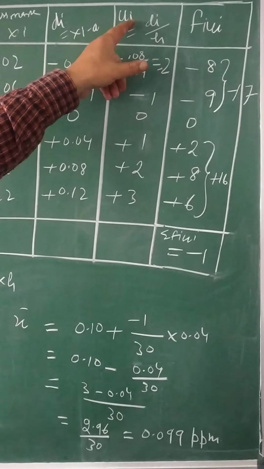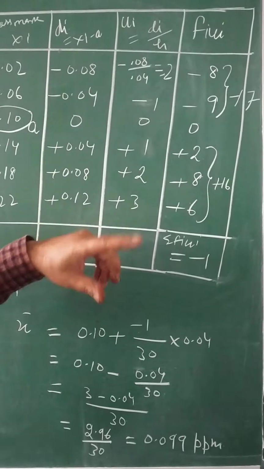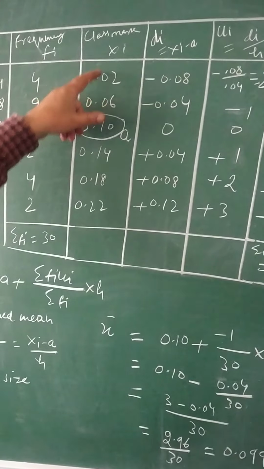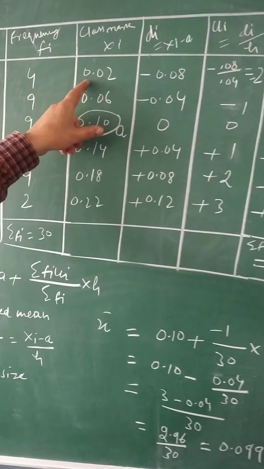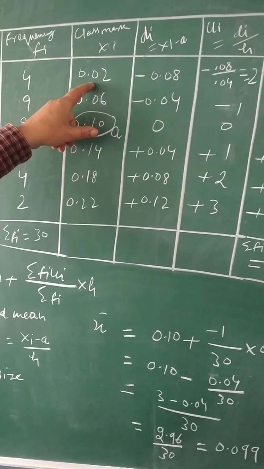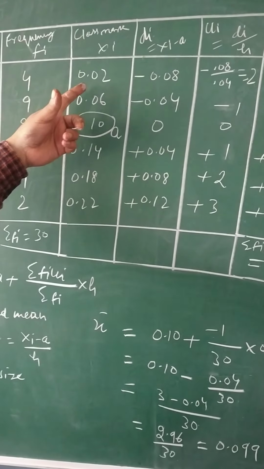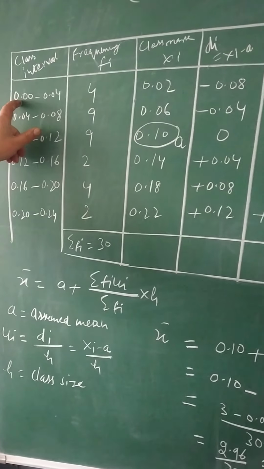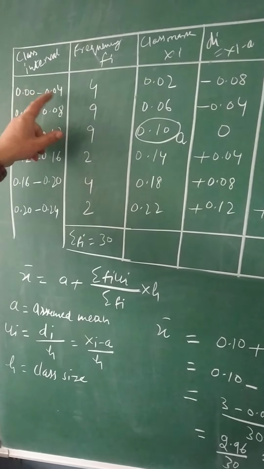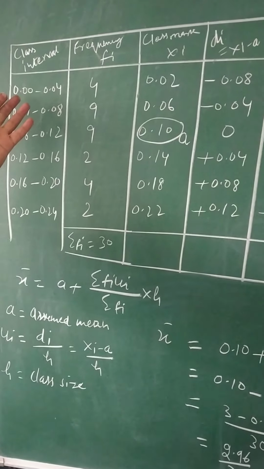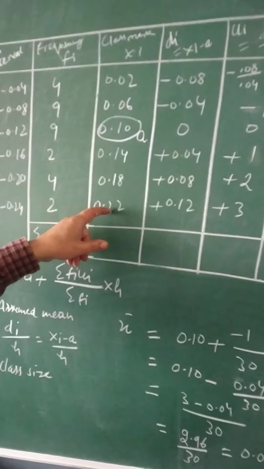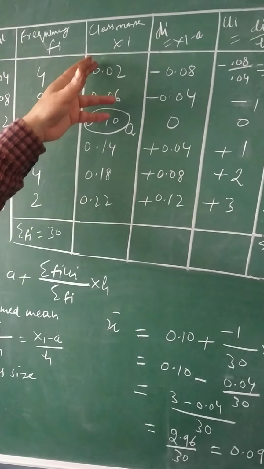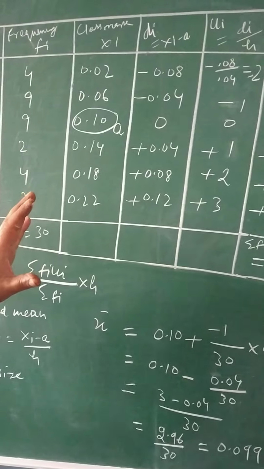So ui is equal to di upon h. What is h? The class size. And I told you the difference between the successive class marks is the class size. So when you take the difference of 0.06 and 0.02, that will be 0.04. Or if the data is continuous, upper limit minus lower limit can also be the class size here. You check, again that will be 0.04. But it is better to proceed with the successive difference of the class marks to take the class size exactly in all these, that is 0.04.